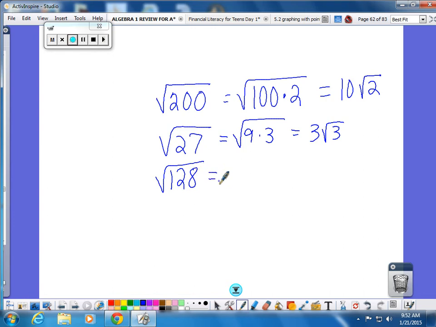Okay, square root of 128. Look at the largest one. Bigger than 4. 64. Yes, 64. 64 times 2 is 128. The square root of 64 is 8. And the 2 is left in the radical.